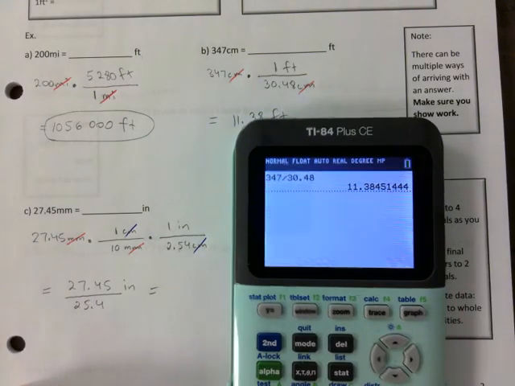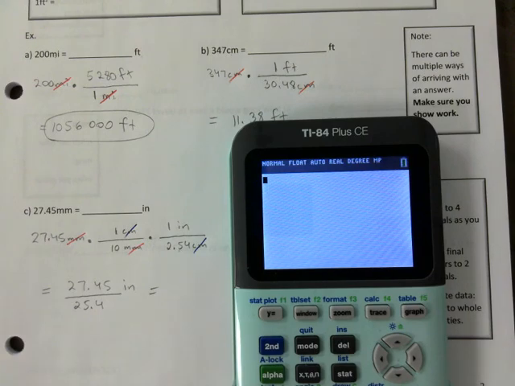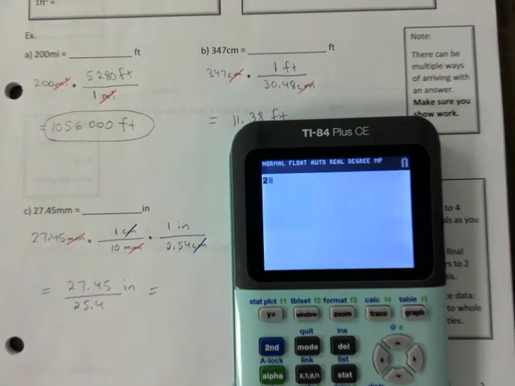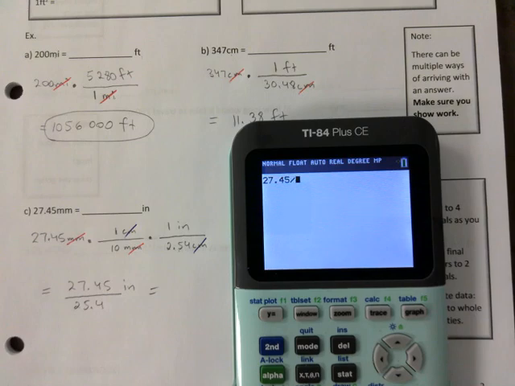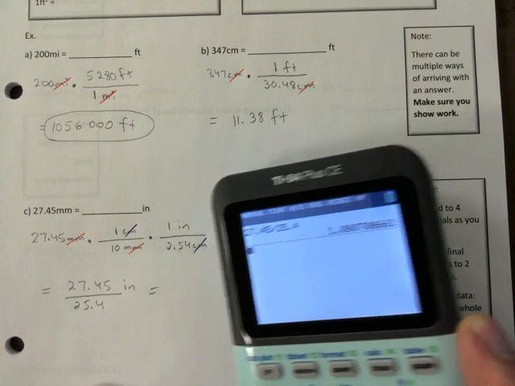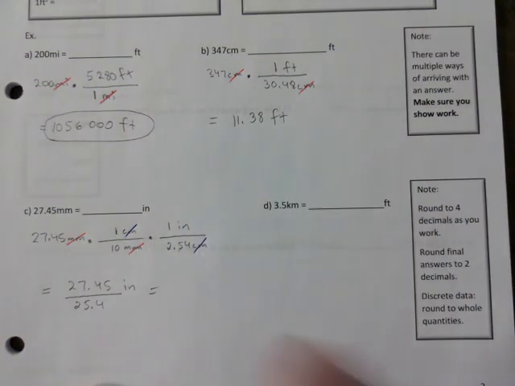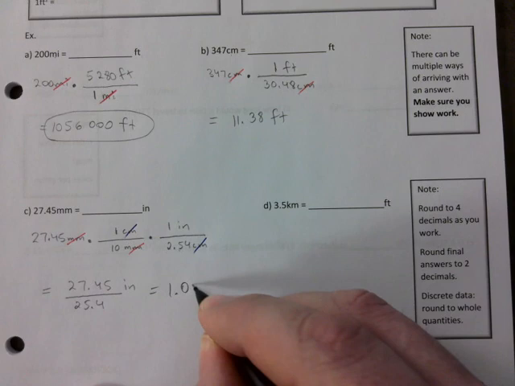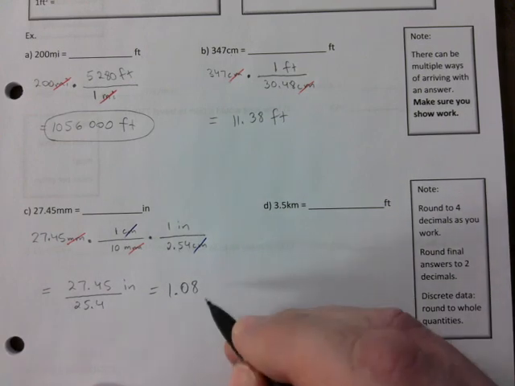Don't talk so fast. Slow down. Okay, 27.45 divided by 25.4. That's 1.08. Yeah, sure. 1.08 inches.